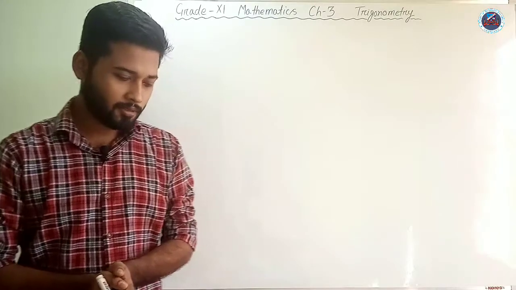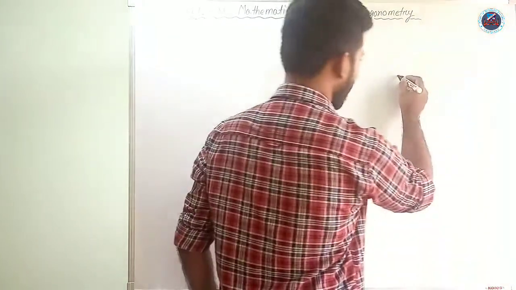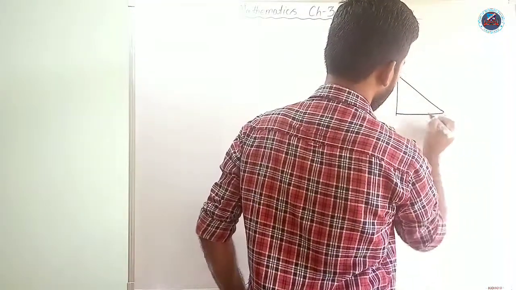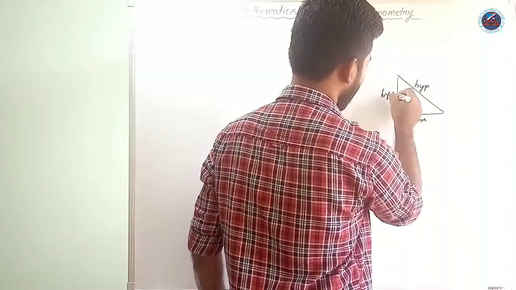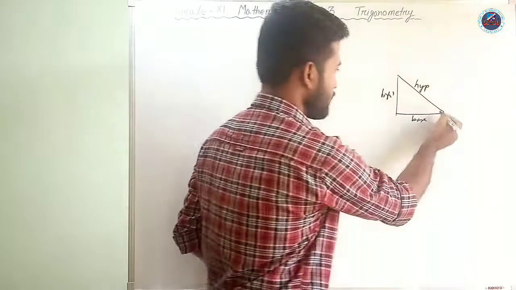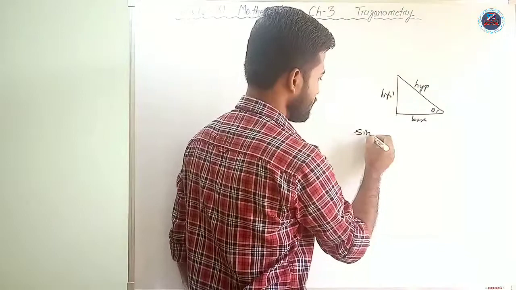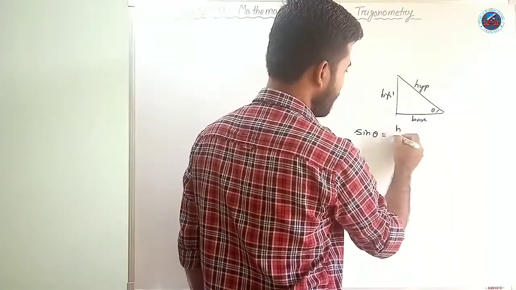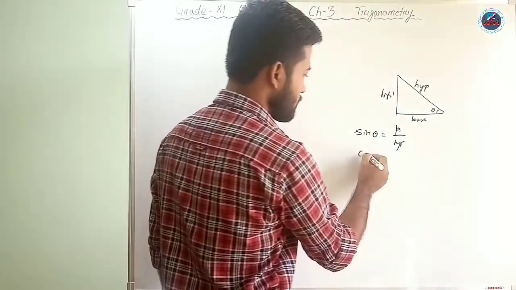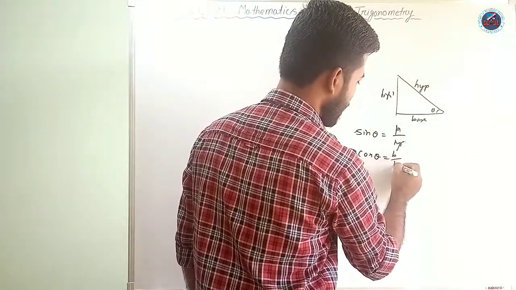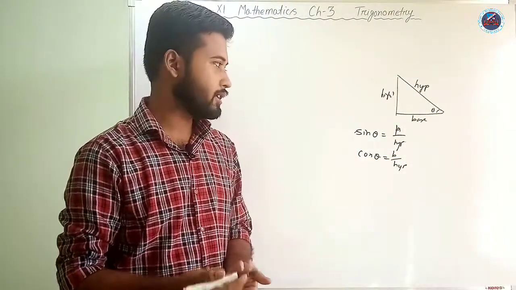Okay, so before going to this chapter, what we have got earlier is a triangle. This was known as the hypotenuse, this was the base, and this was the height. If you consider this angle as theta, we have defined sine of theta as height by hypotenuse, or perpendicular by hypotenuse. Then cos theta was base by hypotenuse, and so on. And from this we can find the tan, cot, sec and cosec.